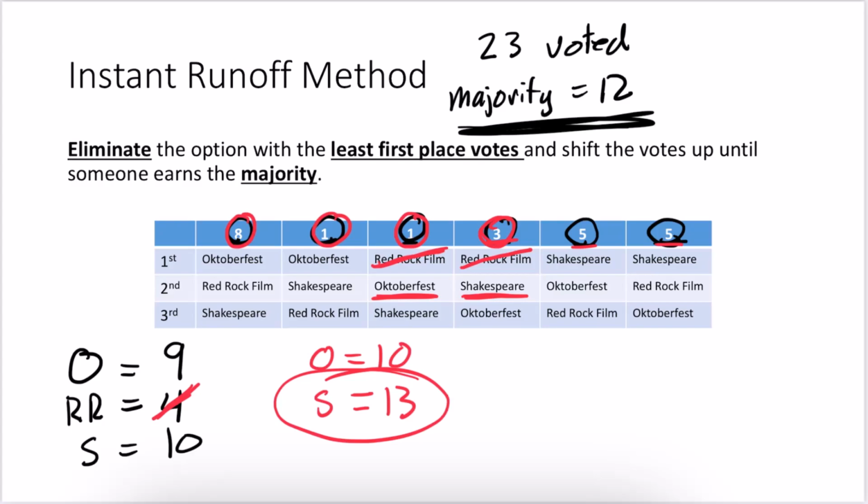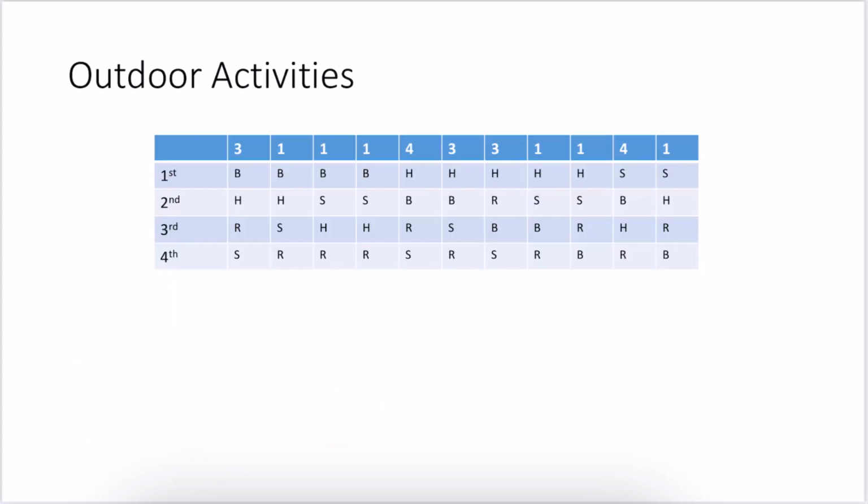And sometimes you may have to eliminate multiple options. So in this case, we only had to eliminate one of our options in order to get to the majority. But sometimes you may have to eliminate multiple options before you can get to the majority. So why don't you go ahead and practice this one?